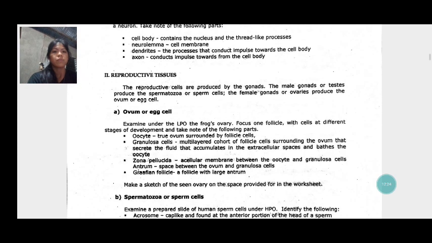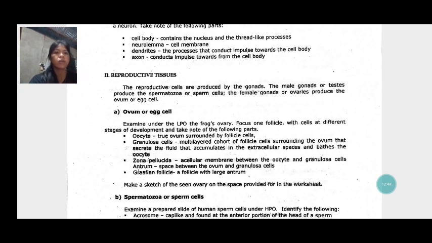Reproductive tissues. The reproductive cells are produced by the gonads. The male gonads or testes produce the spermatozoa or sperm cells. The female gonads or ovaries produce the ovum or egg cell.